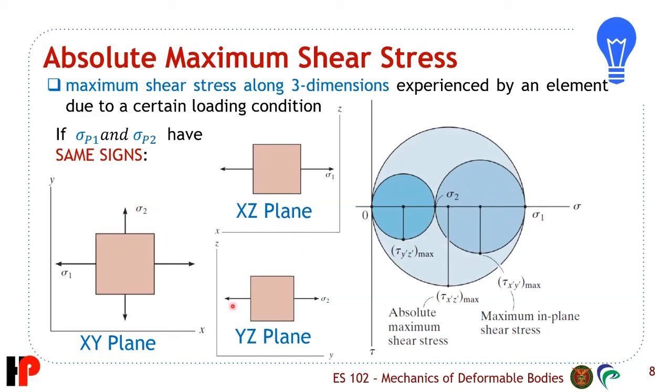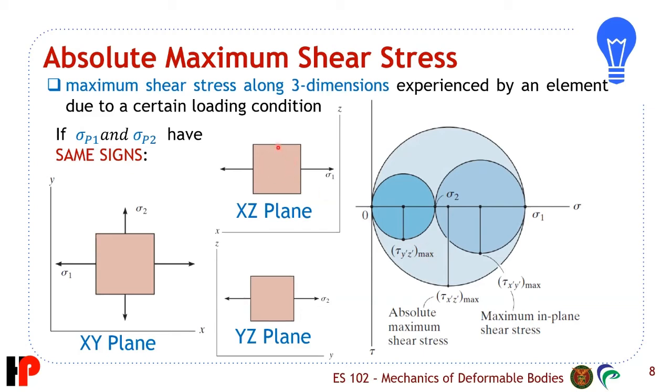Now, for the YZ naman, itong YZ, ang kita lang natin is sigma 2, and then the other principal stress is 0. So, sigma 2 and 0. So, ito naman siya, itong circle na to, nasa left-hand side. So, this circle corresponds to the YZ plane. Tapos meron din siyang sariling tau maximum in plane. Kaya merong tau y prime z prime max.